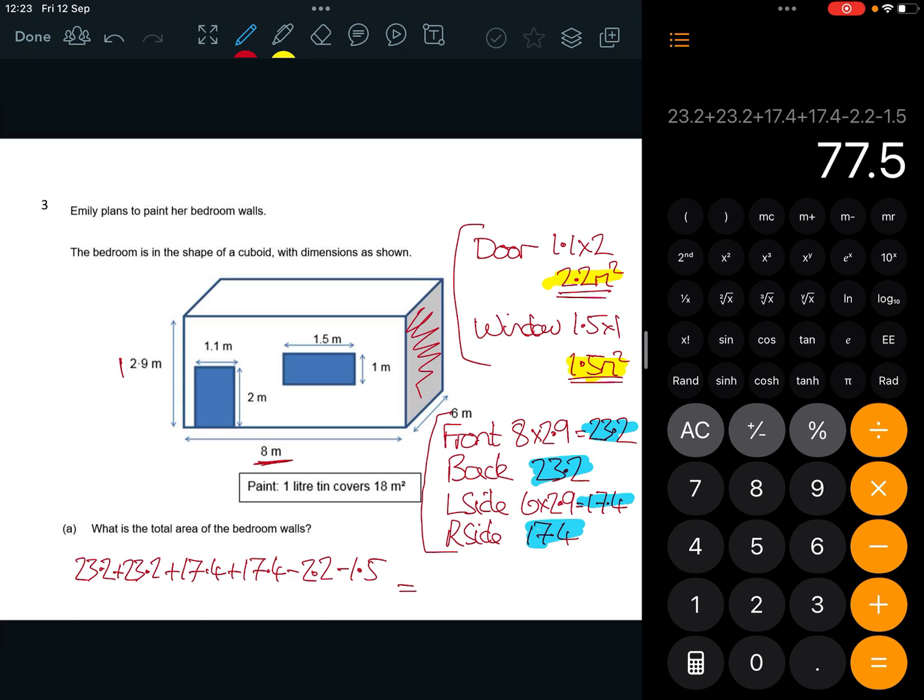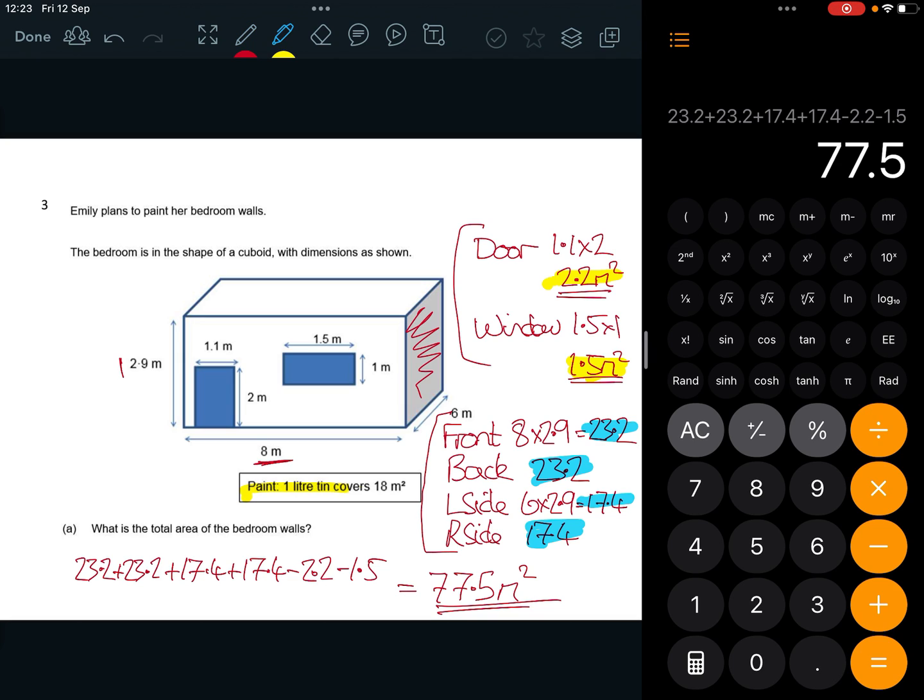That's 77.5 metres squared. And remember your units. So you're essentially just working out areas of those rectangles, and you add up the four big rectangles and take away the two wee rectangles from it. Now the next wee bit is going to use this.